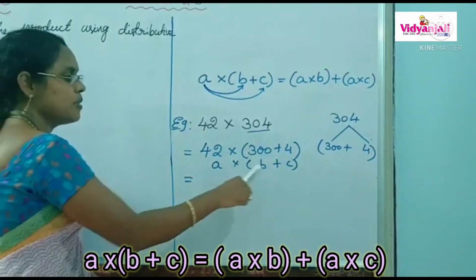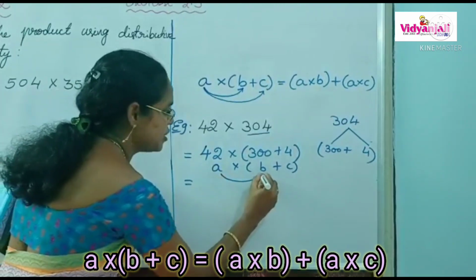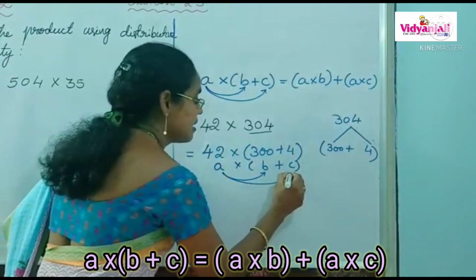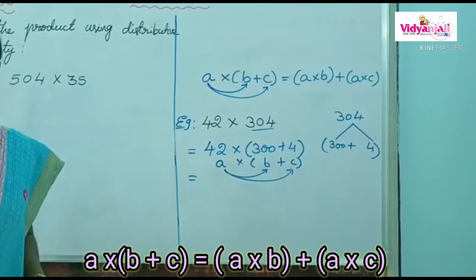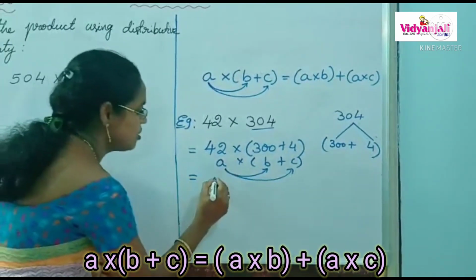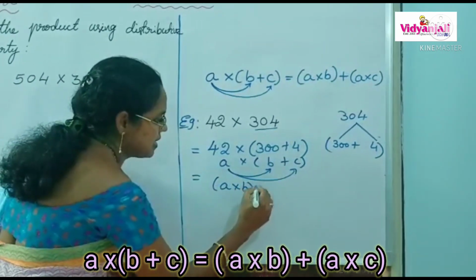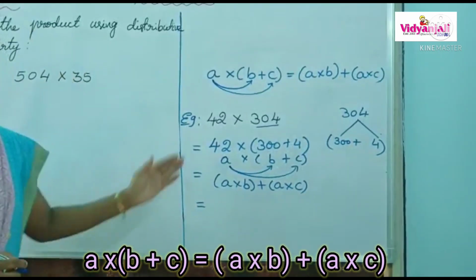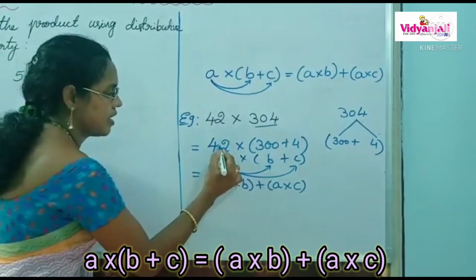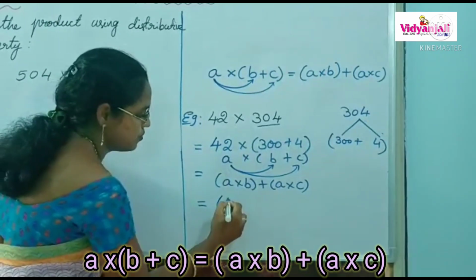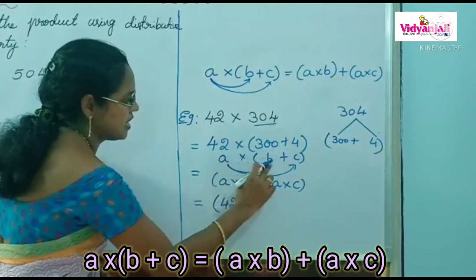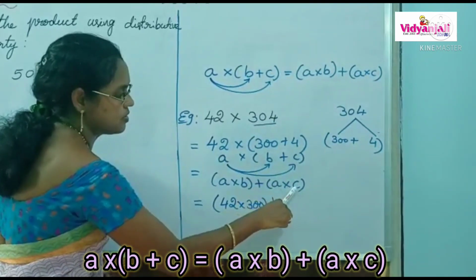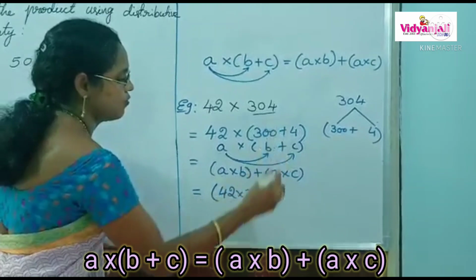What is A into B plus C equal to? We know that A into B plus C equal to A into B plus A into C. Say again. So, let us write A into B plus A into C. Now, substitute the numbers. A is 42, B is 300, plus A into C, means 42 into 4.